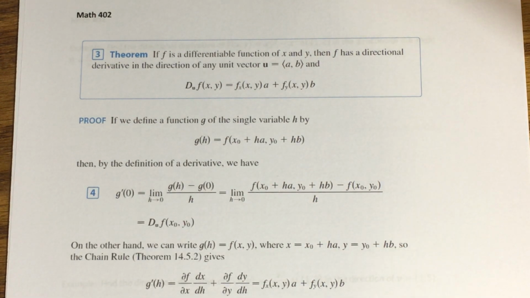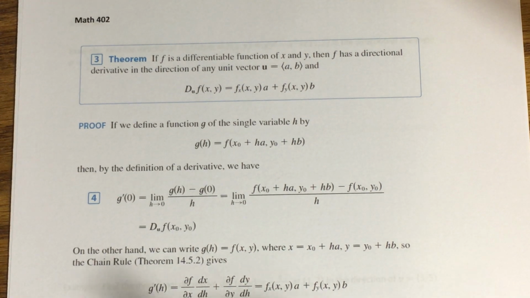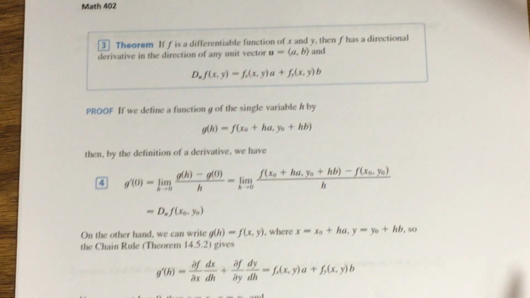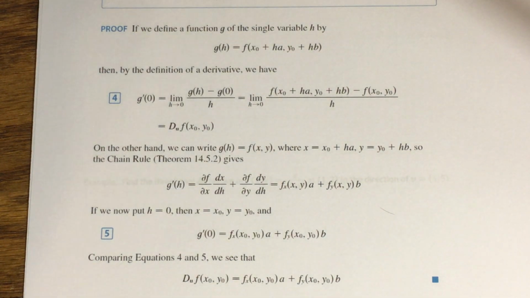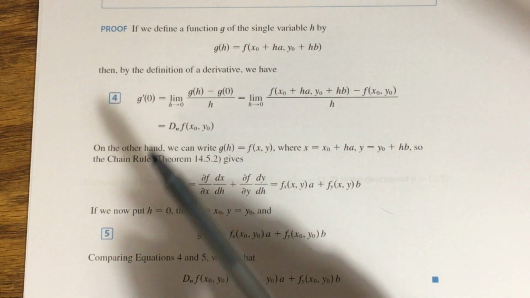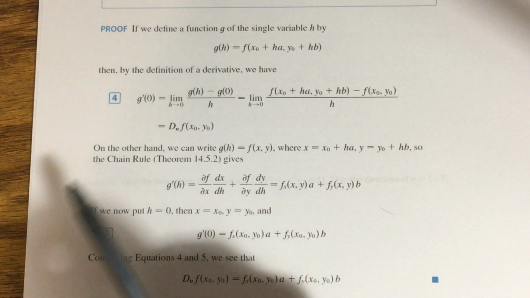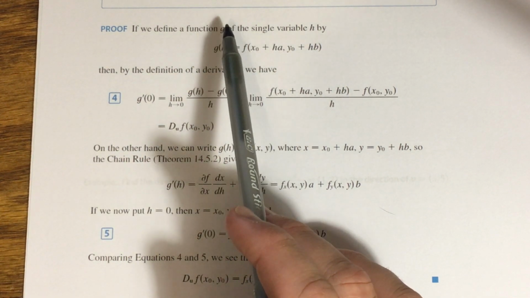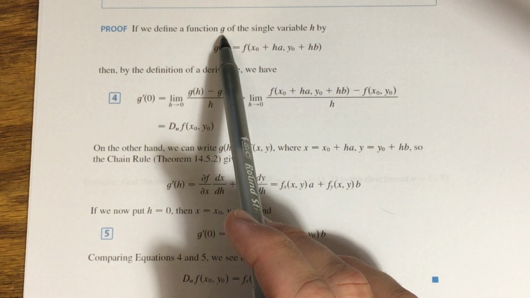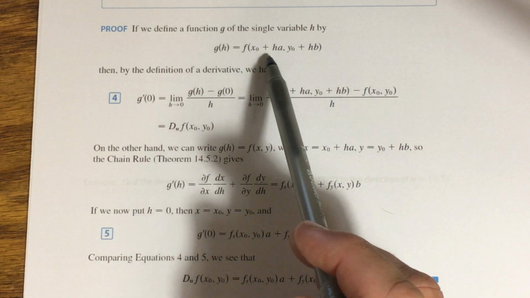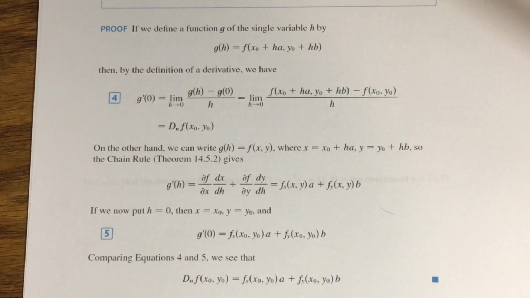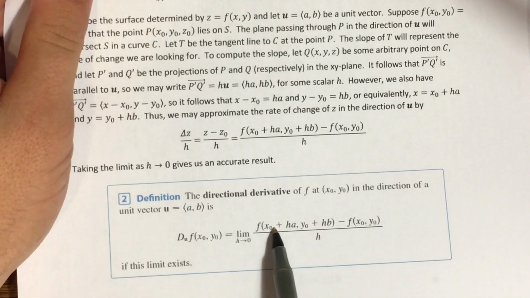Okay, now that's easy to do, but we need to show that this works. So we're going to walk through a little proof here. This is straight out of your book, and it's an interesting proof. It makes use of that chain rule that we talked about in the previous section. So first, we're going to define a function g, and it's going to be a single variable function where the variable is h. G of h is equal to f of x naught plus ha, y naught plus hb. Notice we're getting that from this guy right here in our difference quotient.